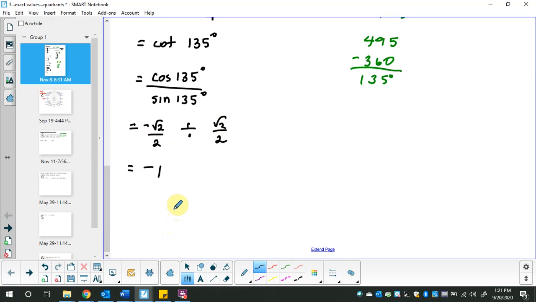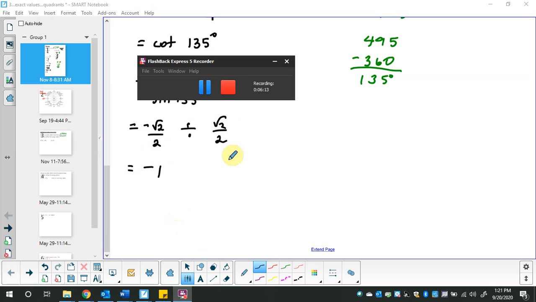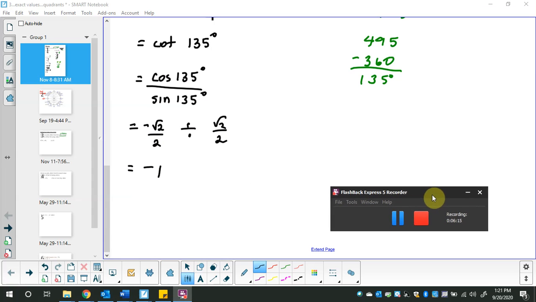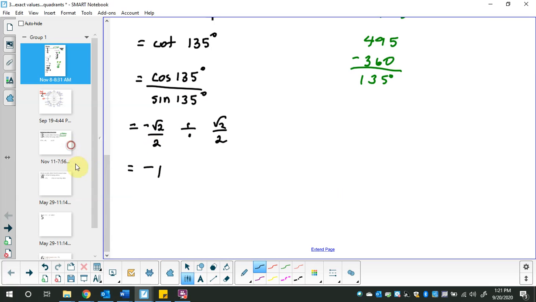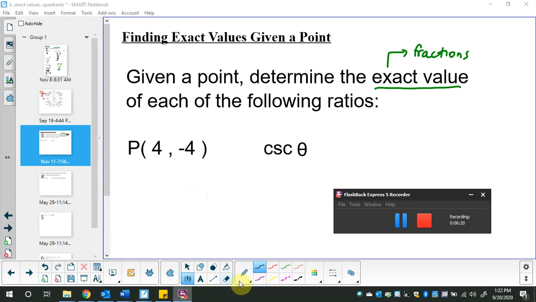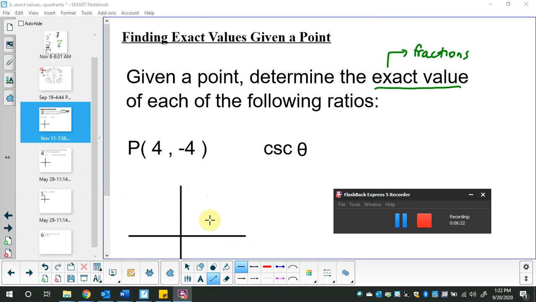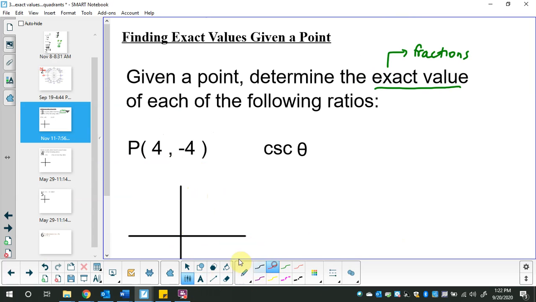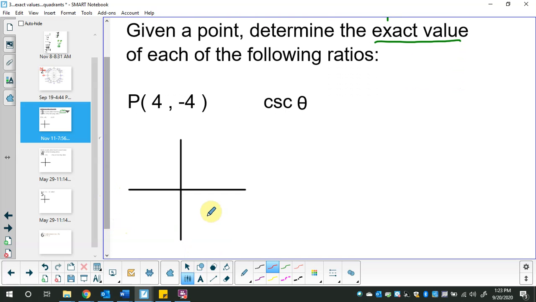So I'm going to take a little pause, and we'll start up with this stuff. So in my pause, I set up a grid, because as soon as I see a point, I think, I better have a grid. Now I should be able to find this point pretty good. Positive 4, negative 4 puts me somewhere in this quadrant. And I'm going to draw myself a terminal arm to that point.